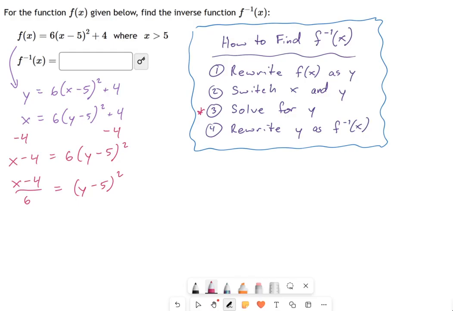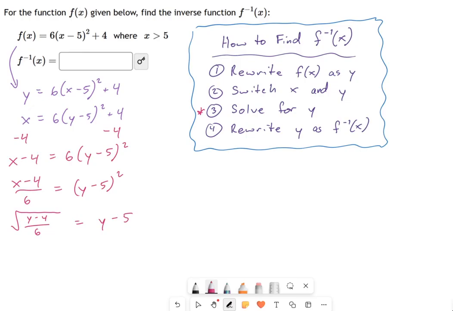What's the next thing stopping y from being by itself? Well, it's that squared business. So I'm going to do a square root of both sides. Square root of (x minus 4) over 6. And I square root the right side and it just whacks the squared. So it's just y minus 5.